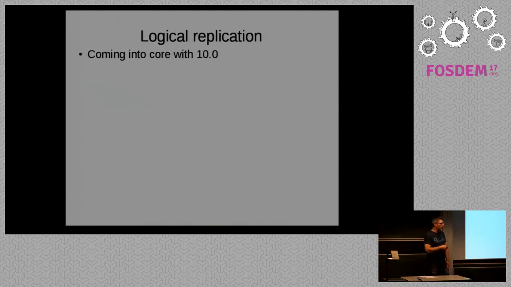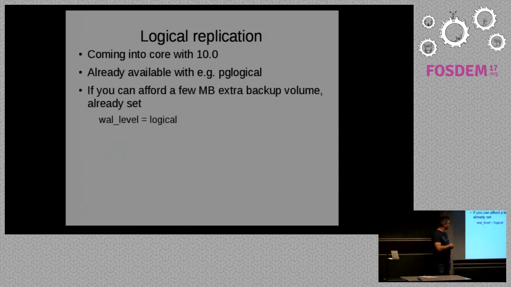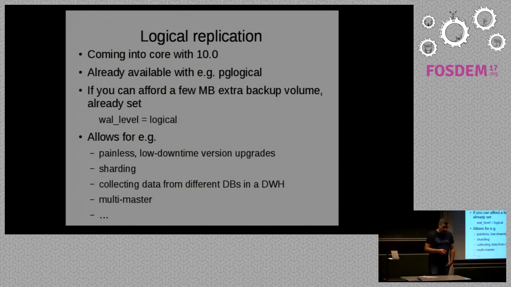To get back to that point, I don't know. Wait for 10. 10 will have logical replication, or use pglogical now if you want logical replication. As mentioned, if you ever plan to use logical replication, set up your wal_level to be logical right away, because then you can use it later maybe to do a point in time recovery and start your logical replication from that. It will allow nice things like rather painless low or zero downtime version upgrades, like switching from 9.6 to 10 or 10 to 11. Things like sharding come to mind, collecting data from different OLTP databases into your data warehouse, multi-master replication, etc. Jürgen has covered that part quite extensively.